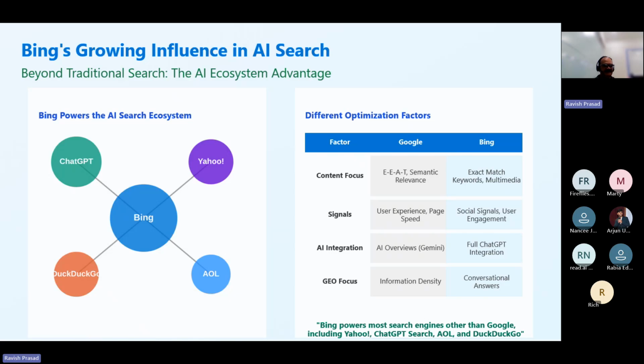For the different optimization factors, we try to segregate Google and Bing. Google is for semantic relevance; Bing is exact match keywords with multimedia. Signals for Google are user experience and page speed; for Bing, user social signals and user engagement. AI integration is Gemini for Google and full ChatGPT integration for Bing. Google is focused on informational density, and in Bing you will see a conversational answer. Now Bing powers most search engines other than Google. It has come to second place, including Yahoo, ChatGPT search, AOL, and DuckDuckGo.